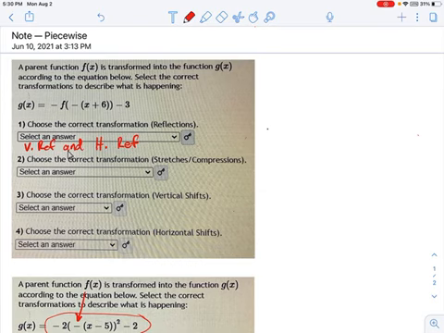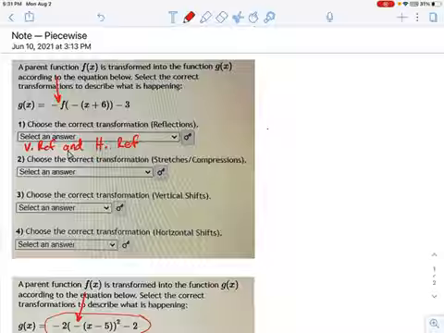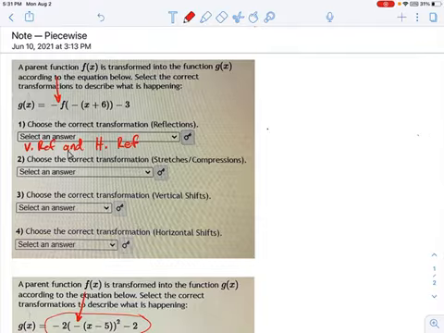Stretches and compressions. Well, what's the number out front here? It's -1, right? And the number 1 times f means there is no vertical stretch. We're not talking about horizontal stretches and compressions. If those existed, they would be in here, but we're just not getting into that until we dive into trigonometry.